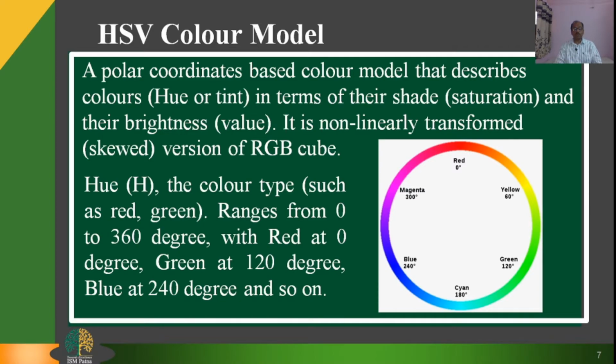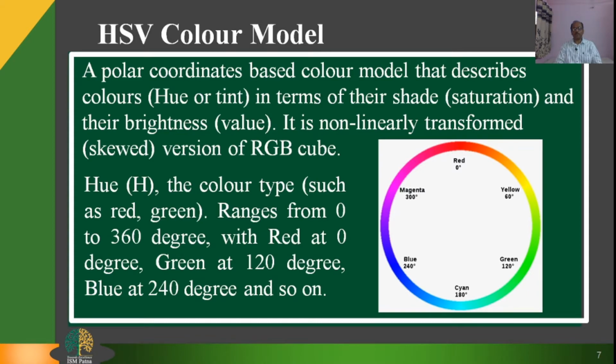H, which stands for hue, the color type such as red, green. It ranges from 0 to 360 degrees. Red at 0 degrees, green at 120 degrees, blue at 240 degrees, and so on.